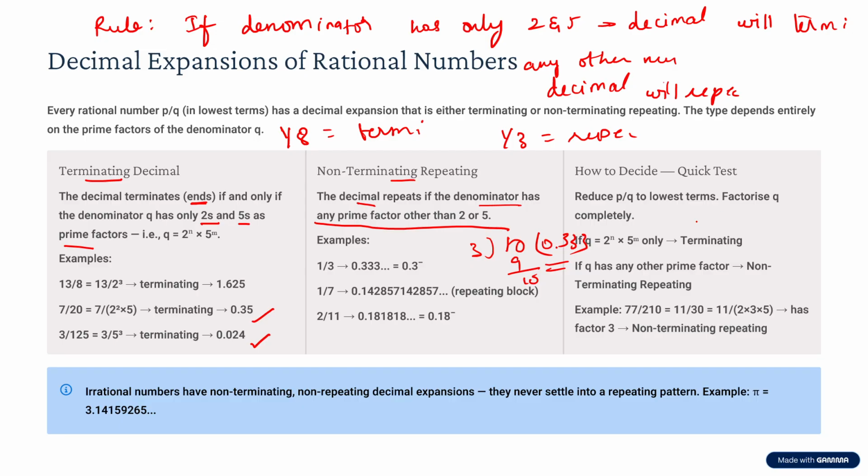How to decide? The quick test. Reduce p by q to the lowest terms. Factorize q completely. Okay. If q has any other prime factor, it is non-terminating or repeating. Okay. Try this example and let me know in the comments.